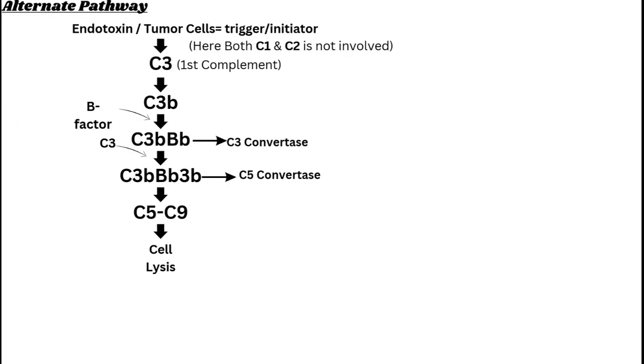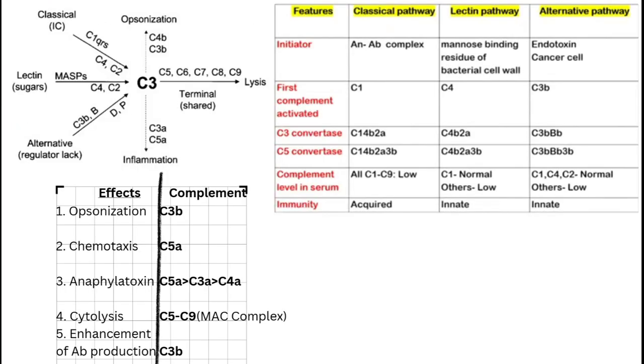So here there is a table. Already written, the features given are the initiator, the first complement, the C3 and C5 convertase, the complement level in the serum, and the immunity it will work on. The classical will be in the acquired, and both the lectin and the alternative one will be the innate. So till now we have studied innate only. In case of innate immunity, the lectin pathway and the alternative pathway come up.